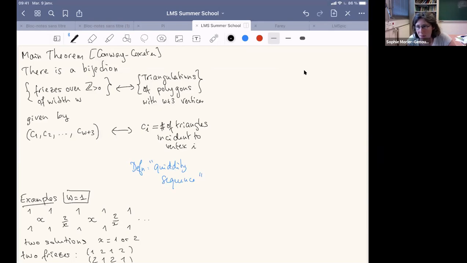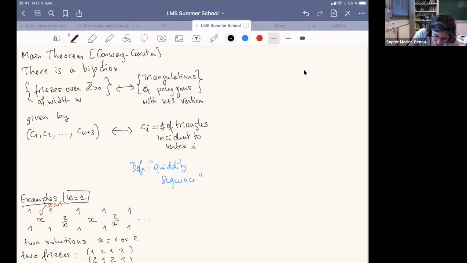So I count this frieze like two different frieze. But of course, because they are infinite, if you look at them, they look the same. But you really need to understand that there is a start. So if the starting point is 1, or if it's 2, it's not the same frieze.